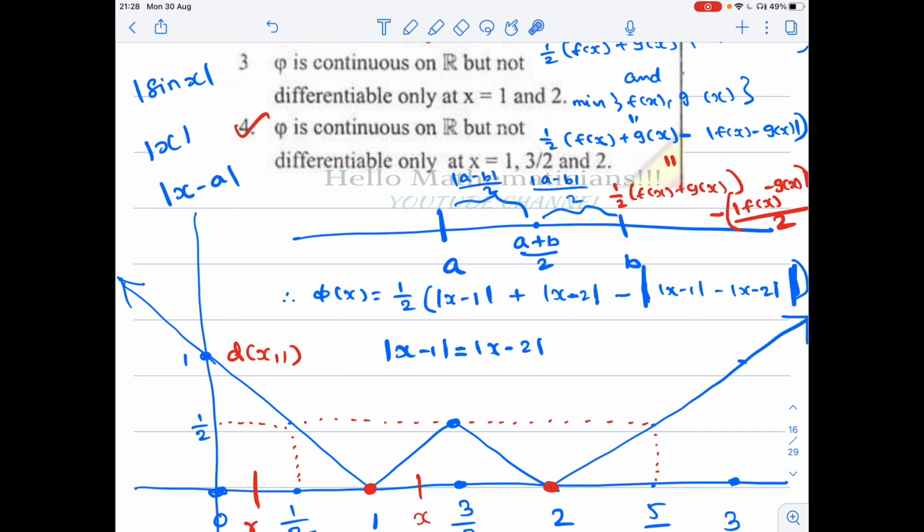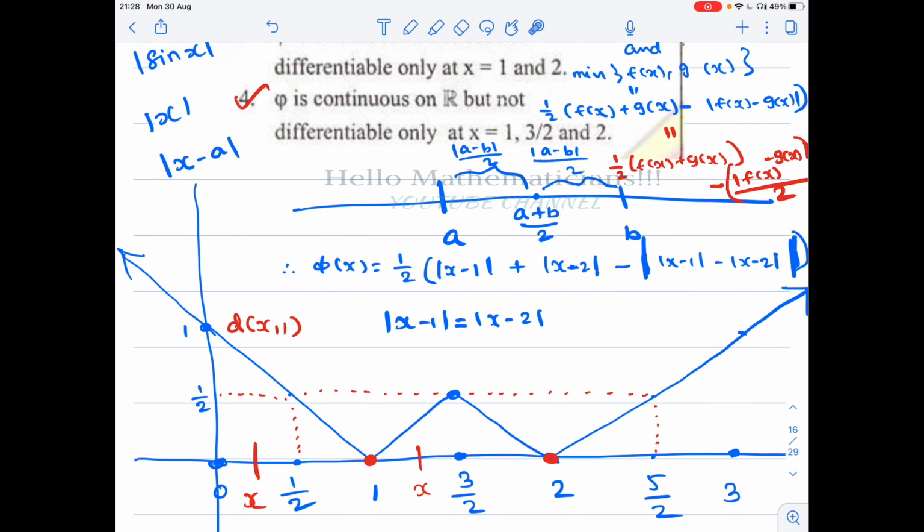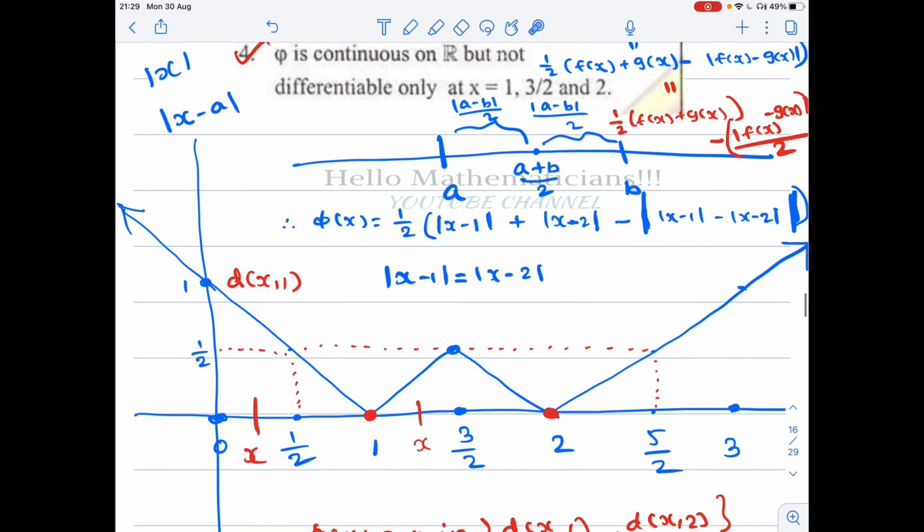But for what x do you get |x minus 1| equal to |x minus 2|? That is precisely the point 3/2. Okay, 3/2 is the point which stays at equal distance from 1 and 2. Therefore, if you put x equal to 3/2, these two values will be equal. So inside this modulus you will get 0, therefore at 3/2 also this function is not differentiable.